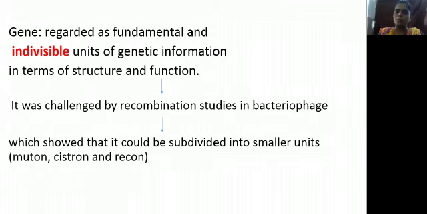Muton is the smallest portion of a gene which can undergo mutation. Recon is the smallest portion of a gene which can undergo recombination. You can say the function of recon is recombination and the function of muton is mutation. While cistron is the smallest part of a gene which codes for an amino acid. And in a gene, non-coding sequences are also present. So the portion which only codes is called cistron.